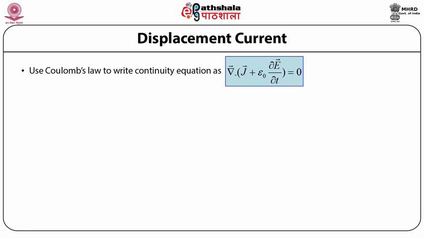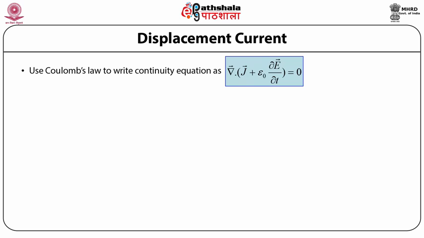So now, in order to ensure that Ampere's circuital law is valid not only for static fields and static phenomena, but also for time varying fields and time varying phenomena, we modify the definition of the current density given in the original form of Ampere's circuital law with what we have derived here from the continuity equation by using Coulomb's law.